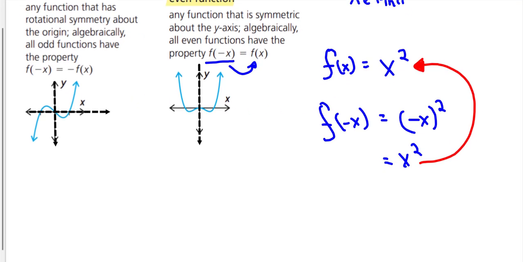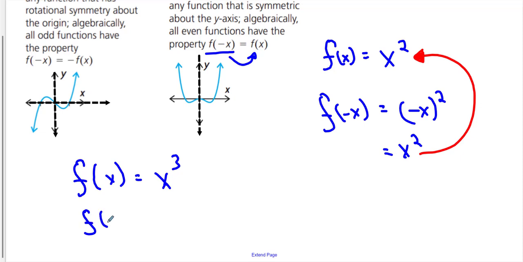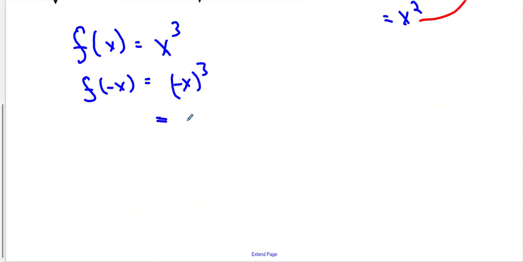Now, odd functions have a different property. We also are substituting negative x into the parent function. And let's say our parent function in this case is x cubed. X cubed is the definition of an odd function. Now, if I were to input a value of negative x into here, I will get negative x cubed. And negative x cubed is the same thing as negative x times negative x times negative x, which we all know is just x cubed, but negative times negative times negative. Well, the first two negatives cancel out, and then you're just left with a negative left over.